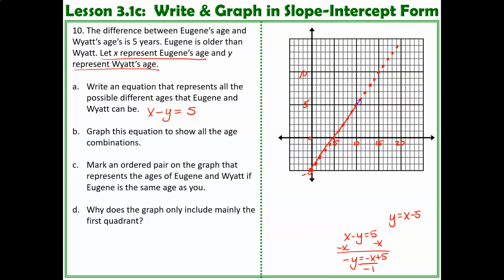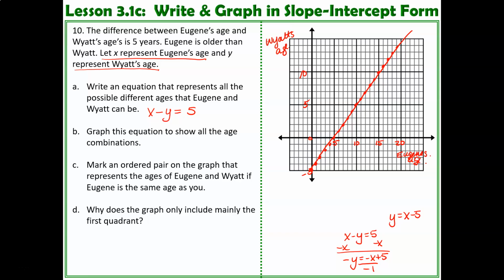So there's our graph. I forgot to label this. This is Eugene's age, the possibility. And this is Wyatt's age. Mark an ordered pair on the graph that represents the ages of Eugene and Wyatt if Eugene is the same age as you.